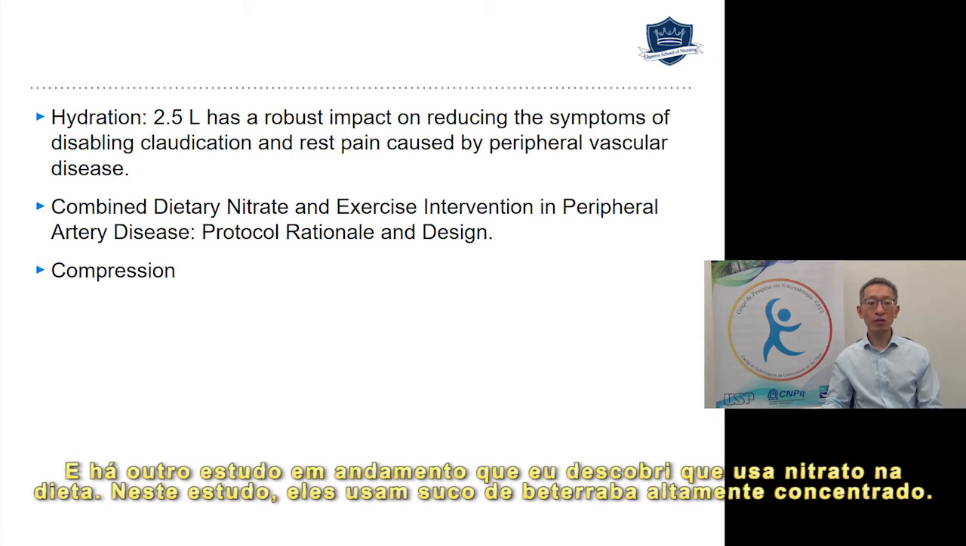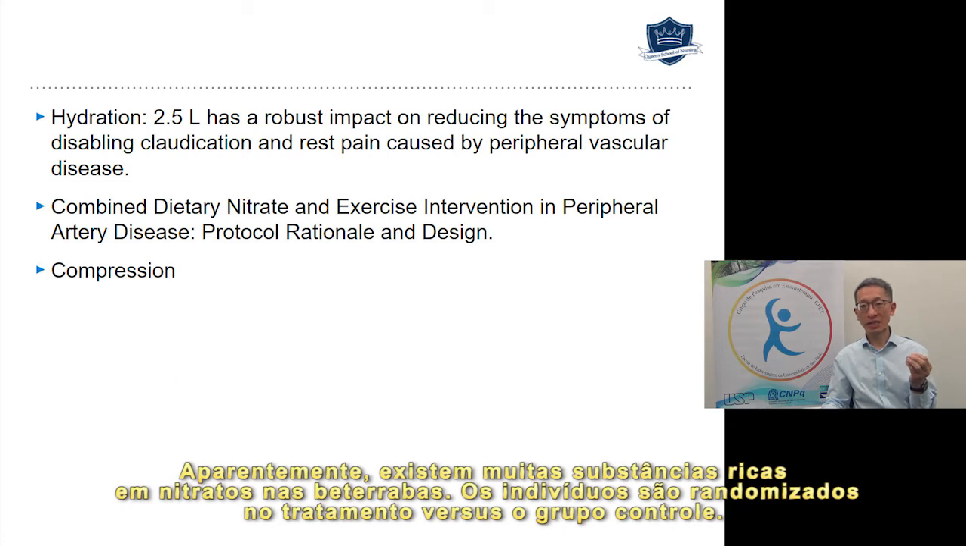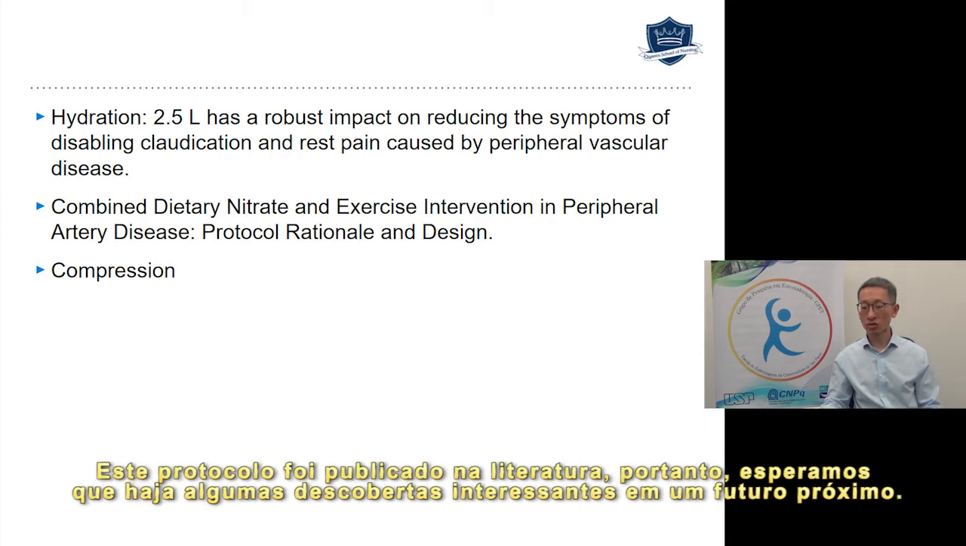And there are other new, ongoing studies. One of the studies that I found was the use of dietary nitrate. They use something like a very highly concentrated beet juice. Apparently there's a lot of nitrate-rich substance in beets, and so individuals were randomized to treatment versus control. And this is a protocol published in the literature, so hopefully there will be some interesting findings in the near future.